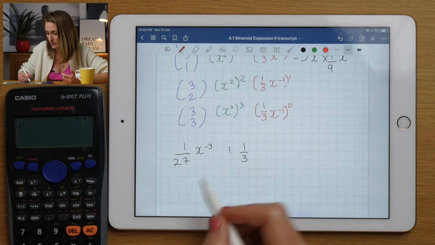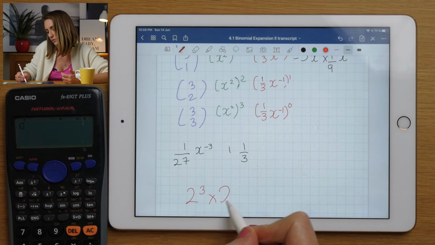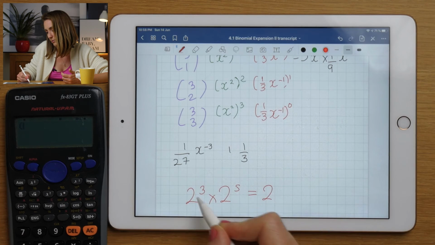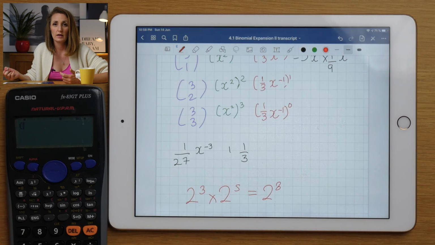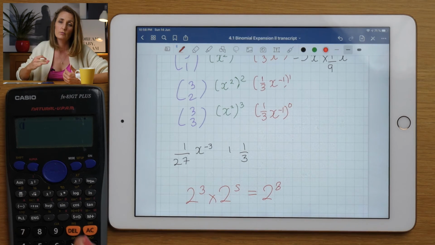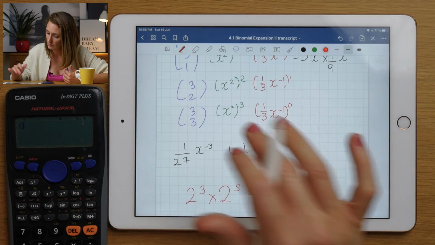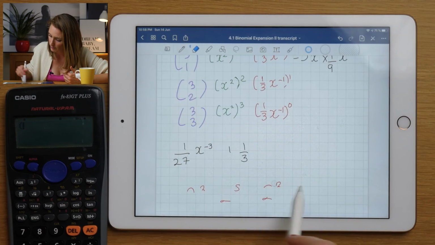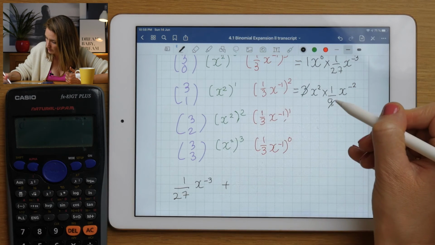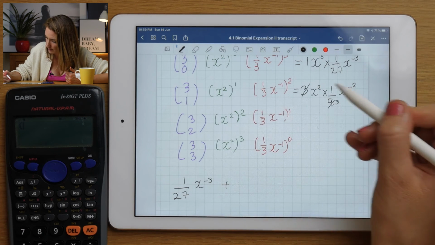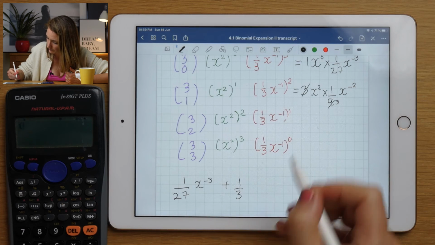The rule is like this. If you do something like 2 to the 3 times 2 to the 5, you need to add them. 3 plus 5 is 8. Probably would be a really good idea if you're getting confused with all these rules for indices, if you go back and rewatch the very first set of videos. So we would then have this would cancel down here. So this would cancel down for 3, and this would be 1. So yeah, 1 over 3.